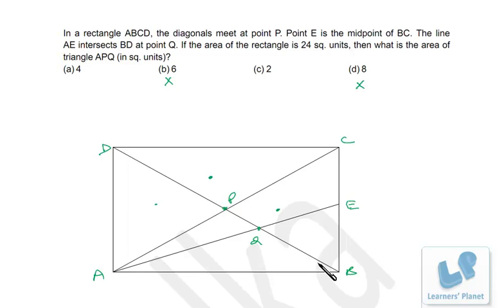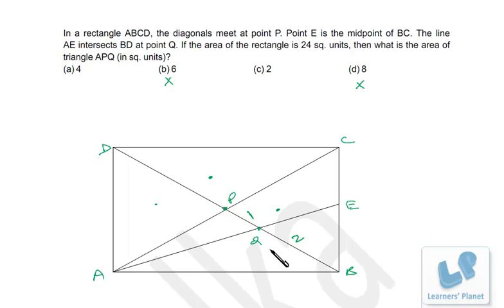Now the centroid divides this line, or we can say median, in 2:1 ratio. That means this is 2 parts and this is 1 part, right? So this is actually the base of both the triangles, triangle APQ and triangle AQB, right? This is the same base for both the triangles, so they are sharing the base in the ratio 1:2. That means they will be sharing the area also in the ratio 1:2, right?